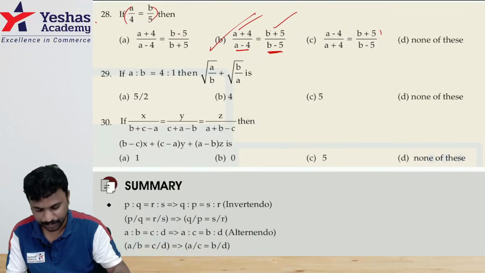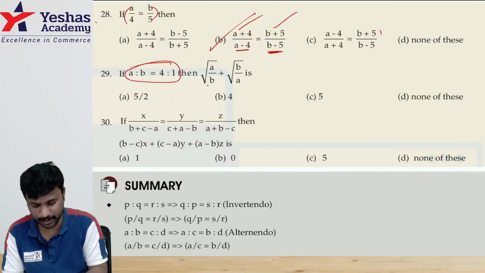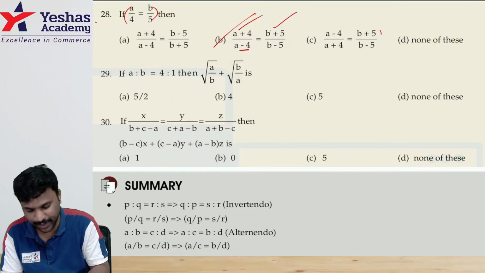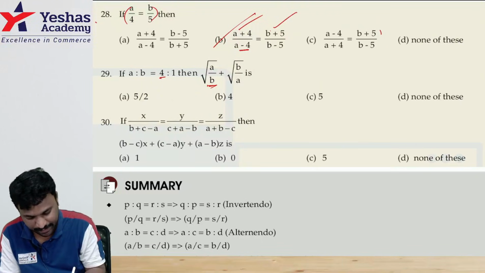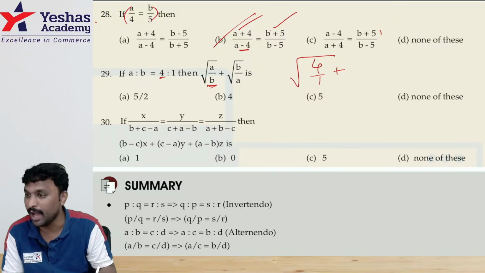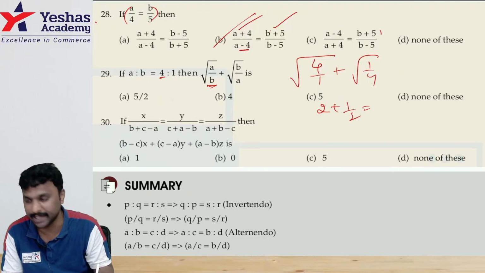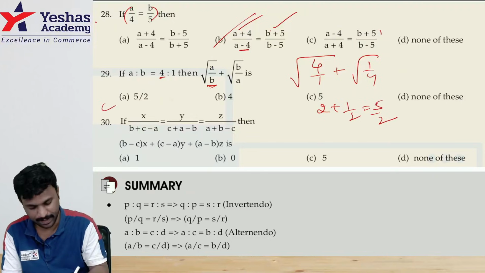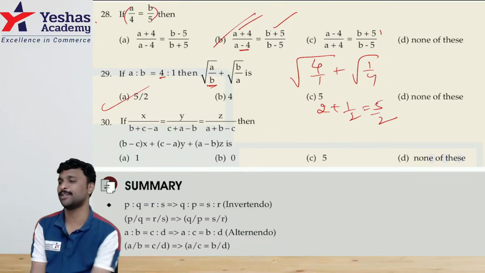Have you understood? Guys, the ratio is given and ratio itself is asked. Guys, sir, where is the ratio? Guys, don't you think A by B is a ratio? It is, correct. Now what A value should you take? 4. And B value is 1. So root of 4 and root of 1 by 4. Guys, this is 2. This is 1 by 2. Is it not 5 by 2? Yes. Or 2 plus half is 2.5. So 5 by 2 is also 2.5.